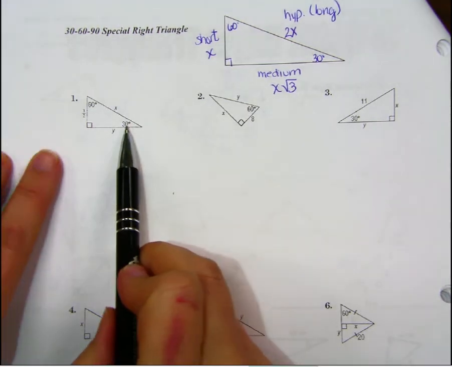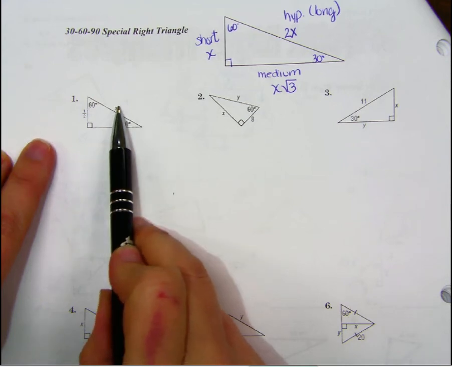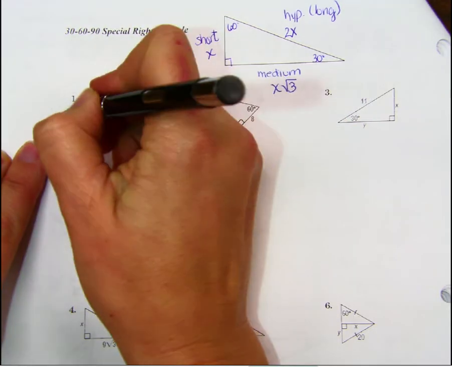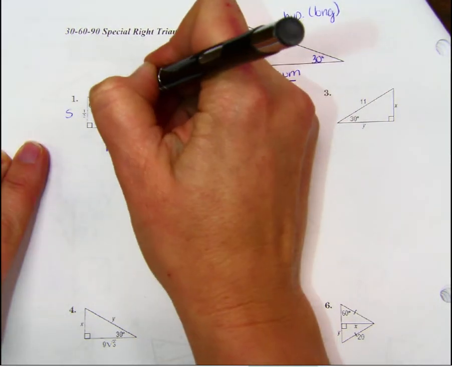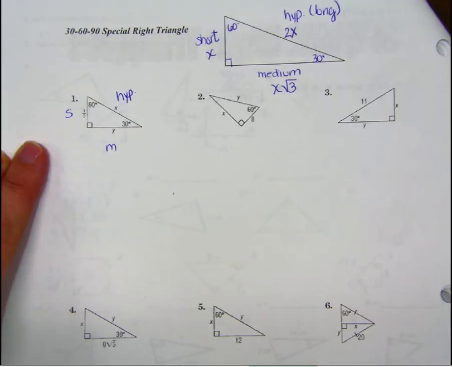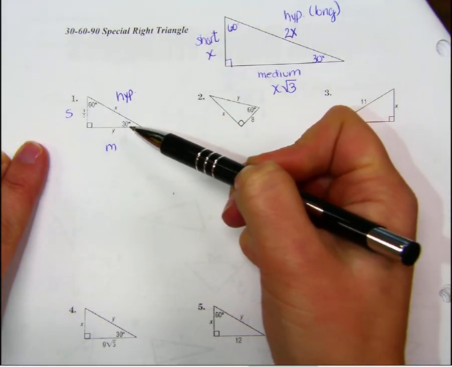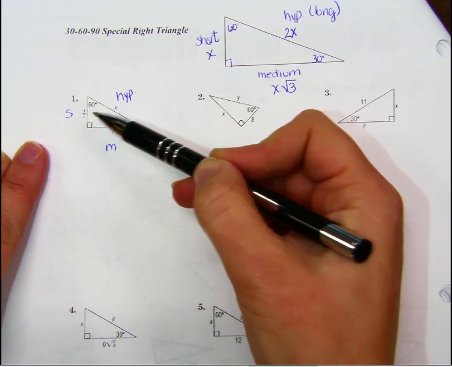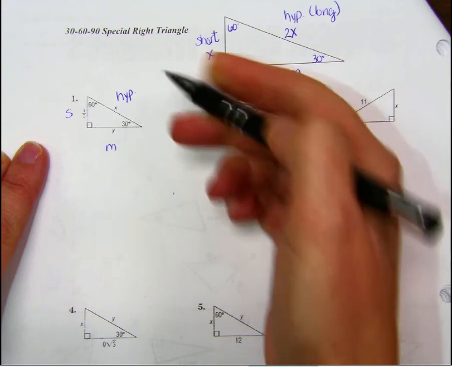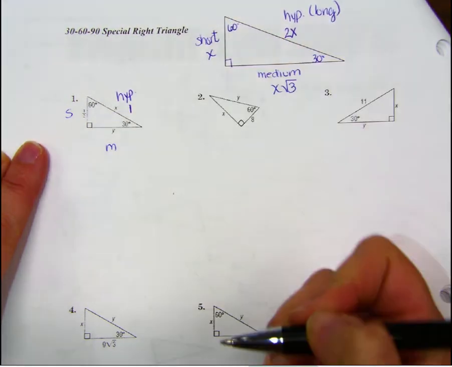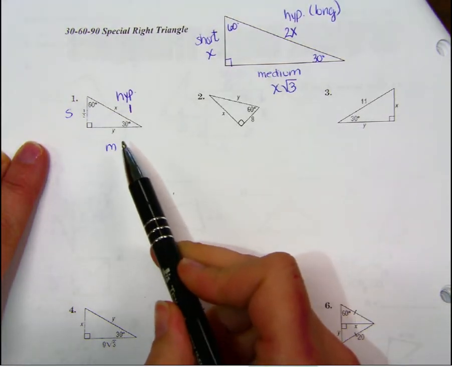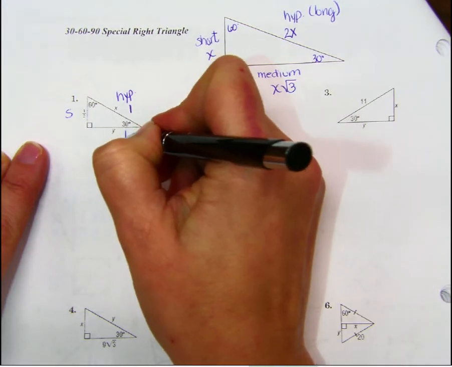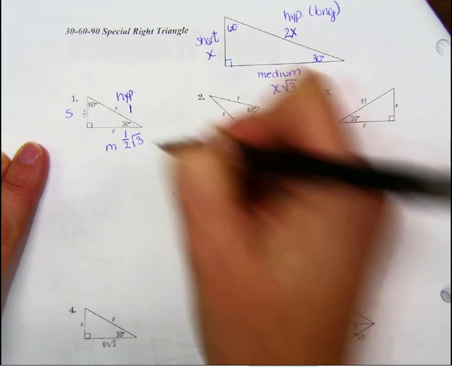All right, so if we take a look at this first example, I need to find both x and y, so I need to find the hypotenuse and the medium side, and I'm given the short side. So this is my short side, this is my medium side, that's my hypotenuse. The first thing I want to do is find the length of the short side, which in this case I already know is 1/2. So if that length is 1/2, the hypotenuse is going to be double that. If I double 1/2, I get 1. And then my medium side is going to be the short side times the square root of 3, so in this case, that would be 1/2 times the square root of 3.